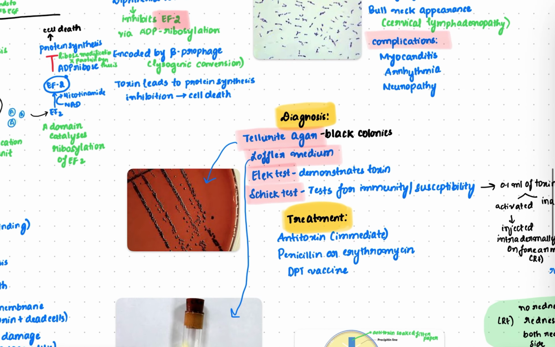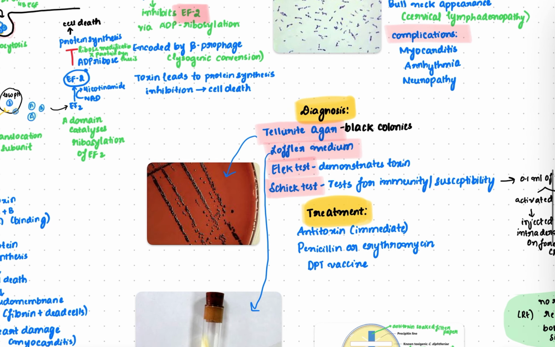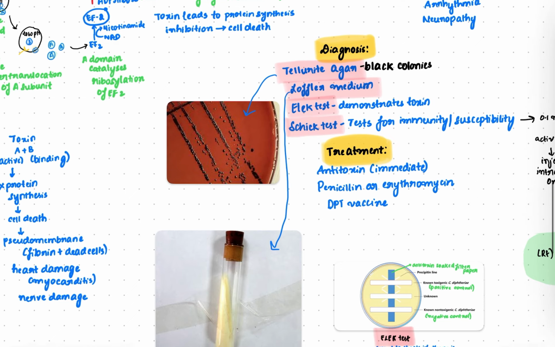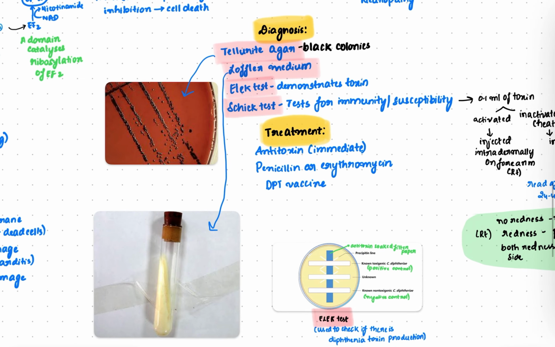Coming to the diagnosis, how will we diagnose Corynebacterium diphtheriae? First is gram staining, where we will see gram-positive rods, and we can see the metachromatic granules on Albert stain. Coming to the agar, there is black colony formation on tellurite agar, and we can also see growth in Loeffler's medium. The main two tests are the Elek test and the Schick test.